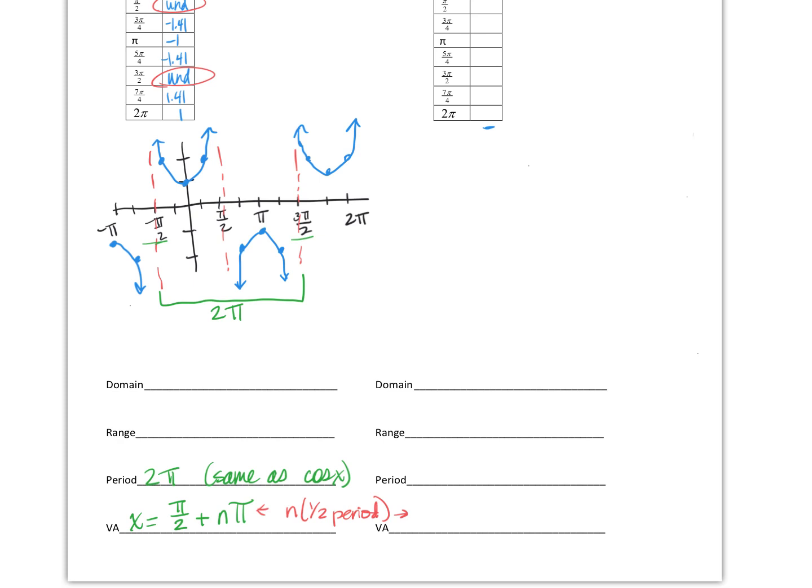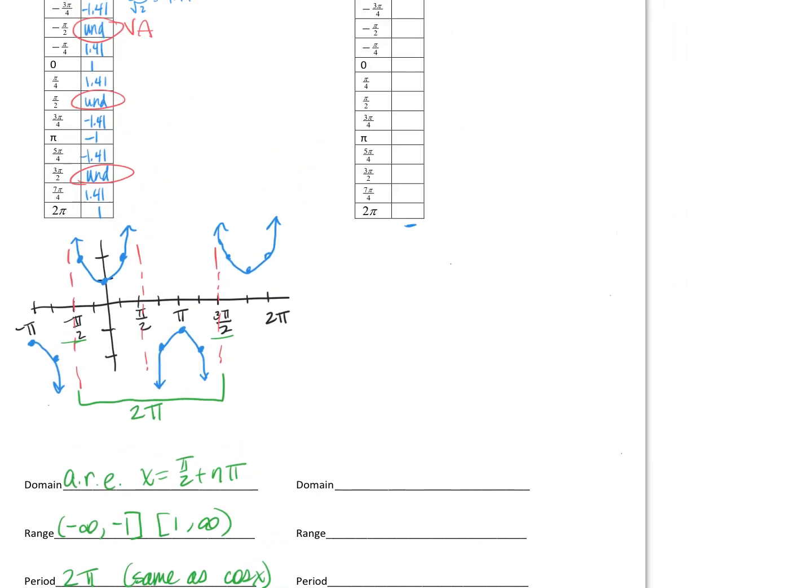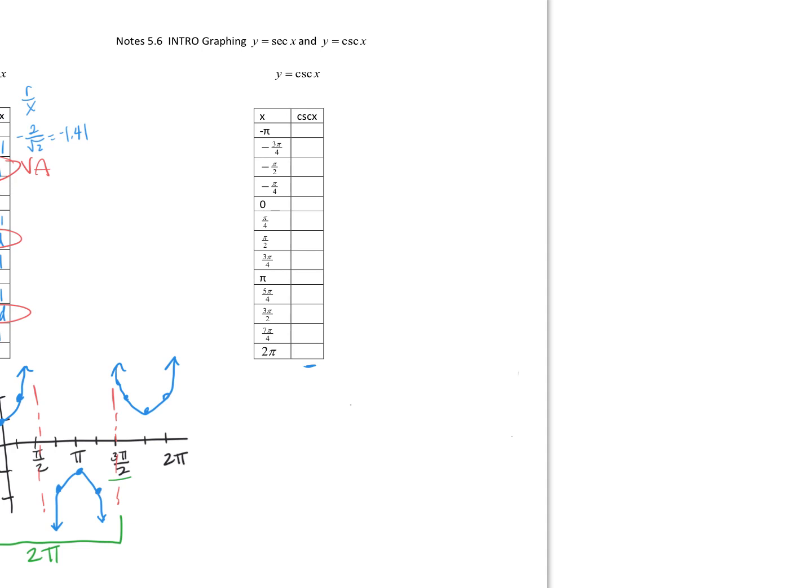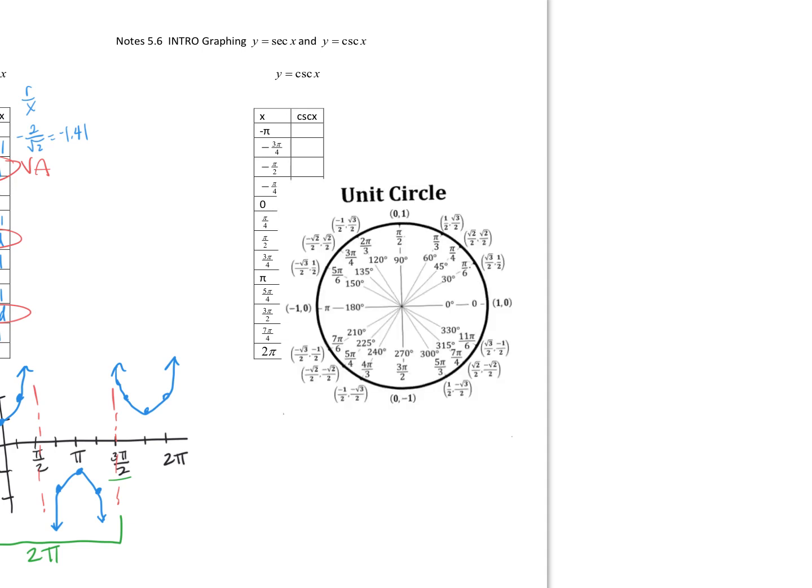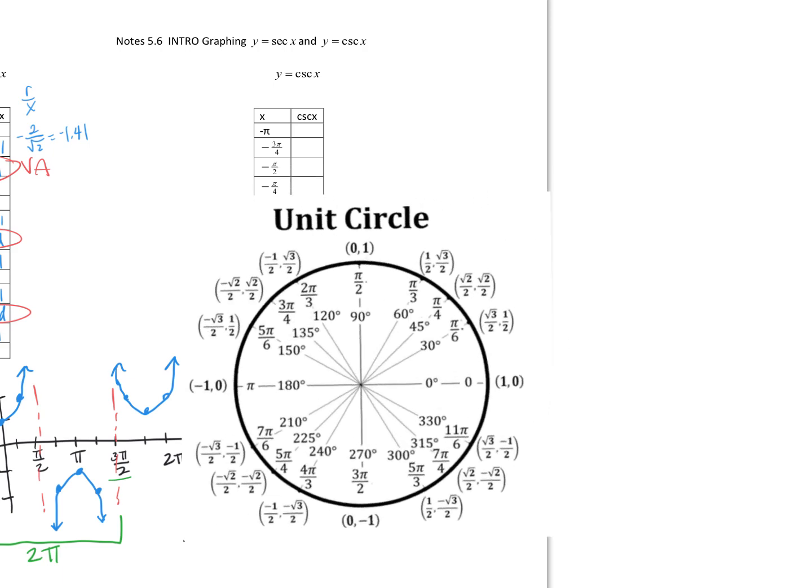All right, so my domain would be all real except where x is pi over 2 plus n pi. Now range goes from negative infinity to negative 1, and then we put a bracket because there is a point at negative 1, and then it jumps over to positive 1 to positive infinity. All right? Now let's do the same thing, but this time finding our cosecant. So let's come back up here and use our unit circle to find our points, okay?